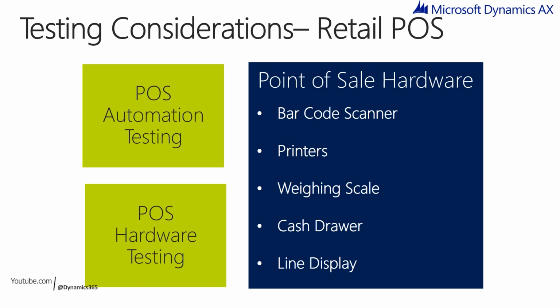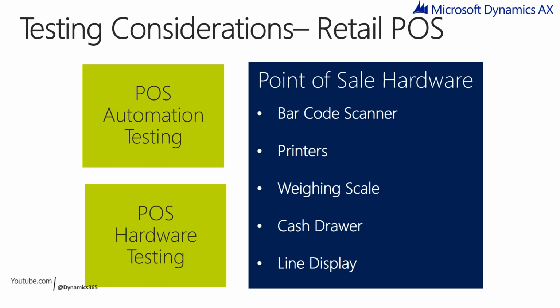Testing considerations for the retail POS. These include POS automation testing and POS hardware testing. Some standard POS operations testing can be automated by using the standard POS test automation functionality. If we modify the POS shortcut and append a -de as a command line argument, POS will run in a special test mode where POS runs the tests that are set up in the retail POS database.